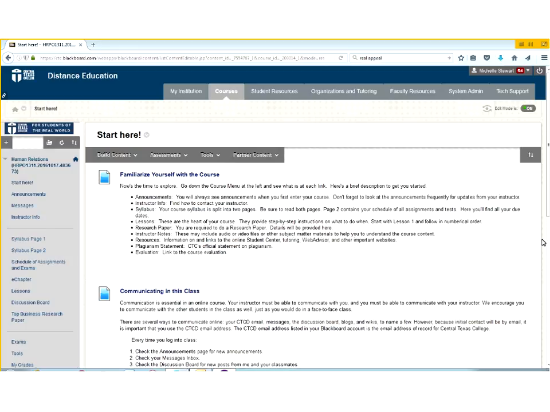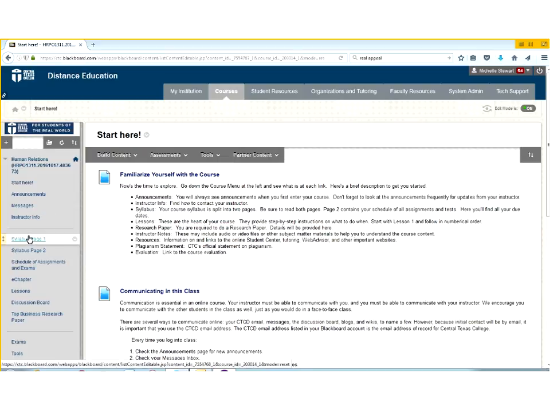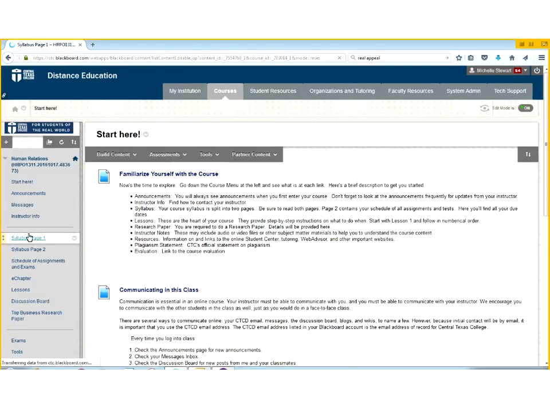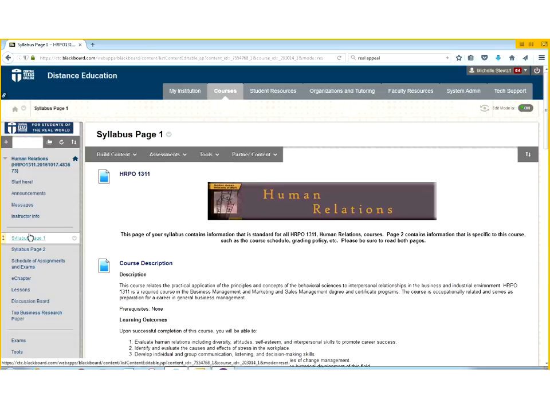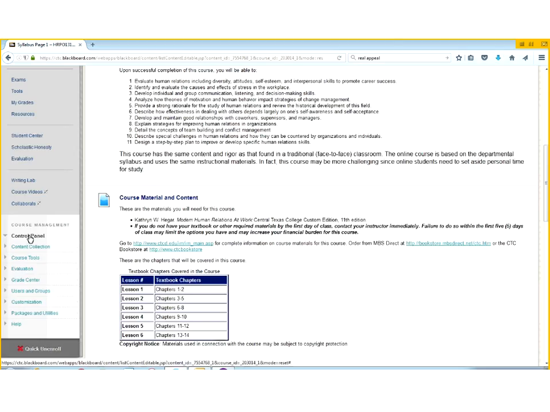Here are some of the challenges that I find with people who are taking an online course. The first thing is they do not read the syllabus. If you look over here on the left, you'll see syllabus page 1. You need to open that up. And in it, you'll find the course description, the things that we're going to cover. Then you find out the lessons, because we navigate by lessons. Your assignments are found within the lessons. You see how the course is broken up.